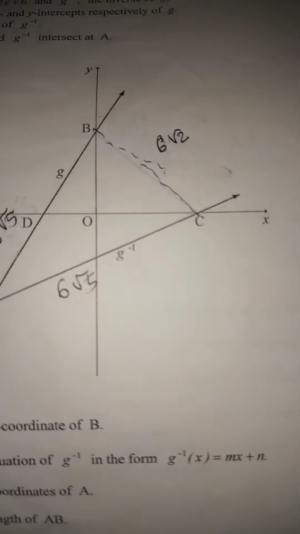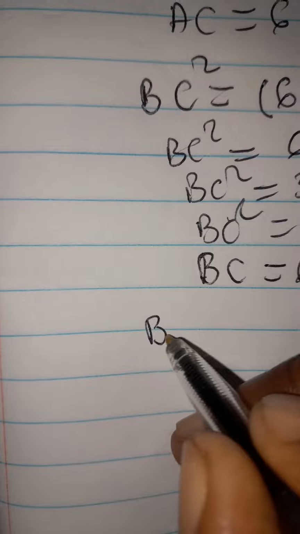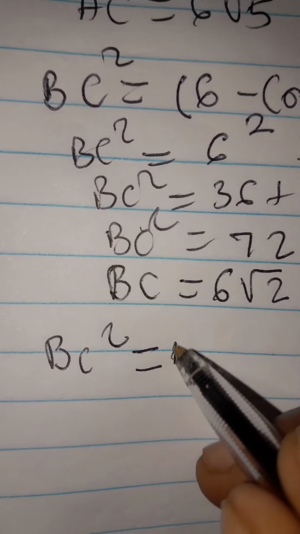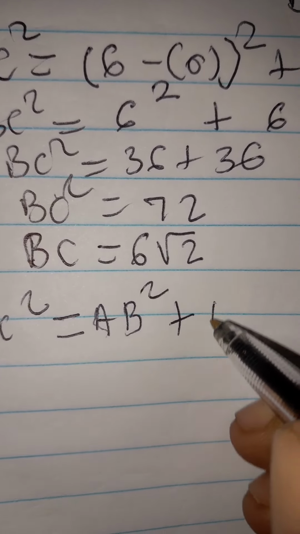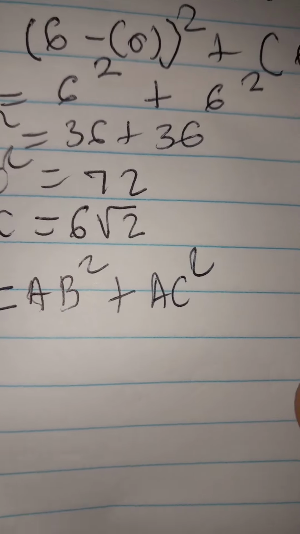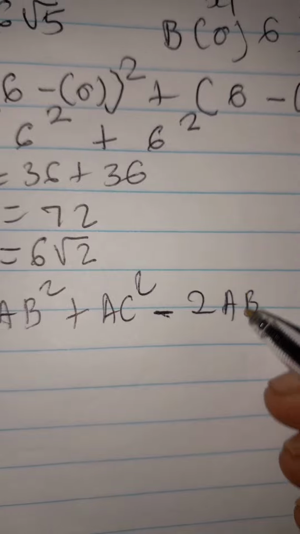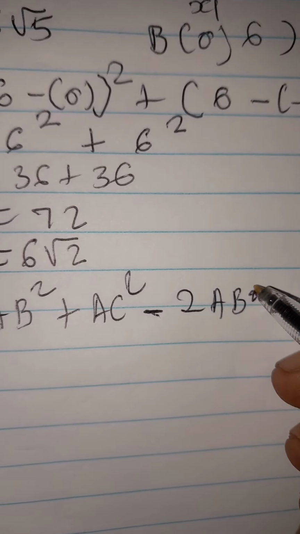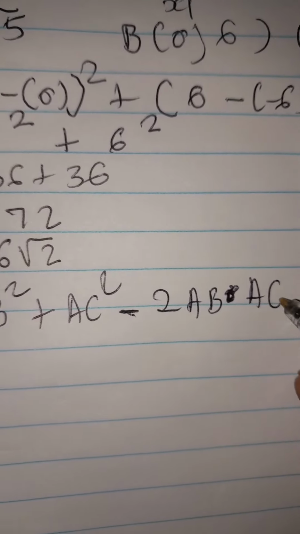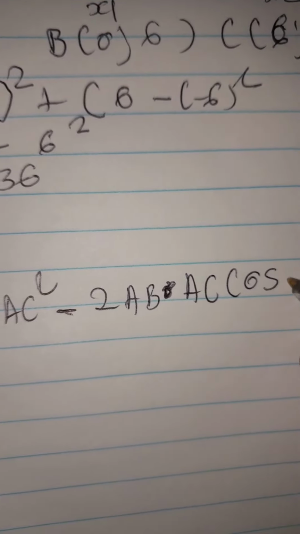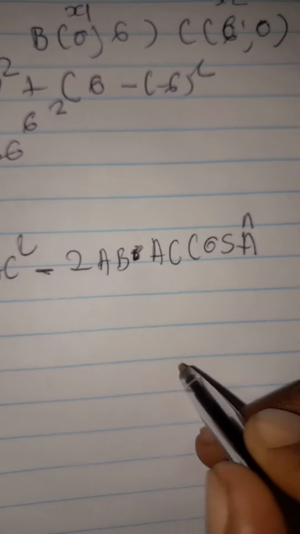So to use a cosine rule, we are going to say BC squared, which is this side. The opposite of A is this side. So it's going to be BC squared, which will be the sum of the other sides, AB squared plus AC squared. This is a cosine rule. Minus 2 AB multiplied by AC cos A, which is an included angle, right?